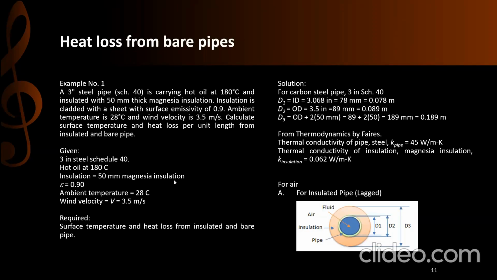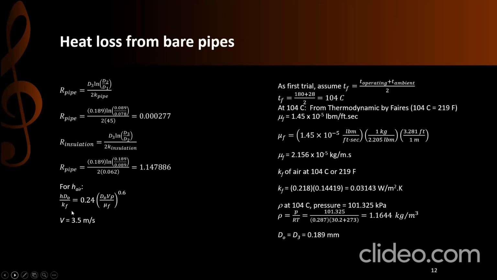Okay, so magnesia insulation. Then R5, kunin natin yung mga resistant na. R5 is equal to D3 times ln of D2 over D1 divided by 2K pipe, or 0.189 times ln of 0.089 over 0.078 divided by 2 divided by 45 is 0.000277. Yung insulation naman, R insulation is D3 times ln of D3 over D2 over 2K insulation.